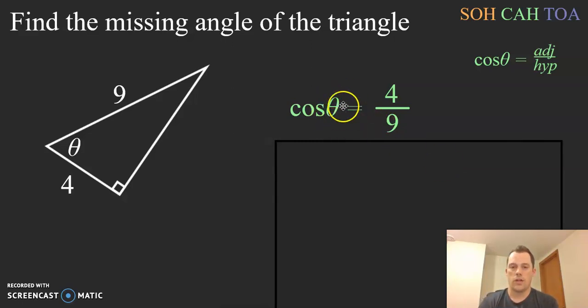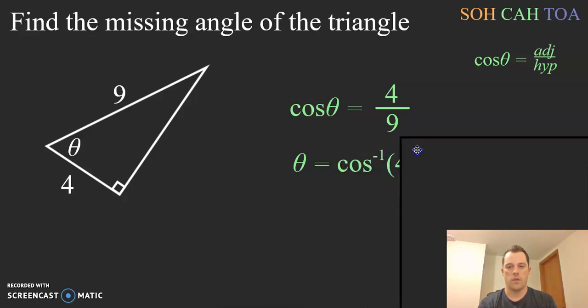Well, now we are trying to solve for theta, so we need to get rid of cosine. And it's not as simple as dividing, which is what it looks like we may need to do. The opposite of cosine is cosine inverse. So on your calculator, there should be a second or a shift button. So you're going to press that, and then the cosine button. And then 4 over 9 is the value that we're taking the inverse cosine of.